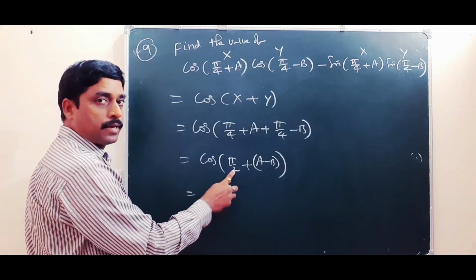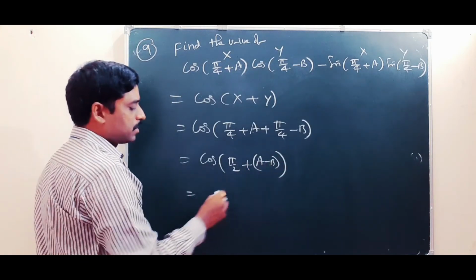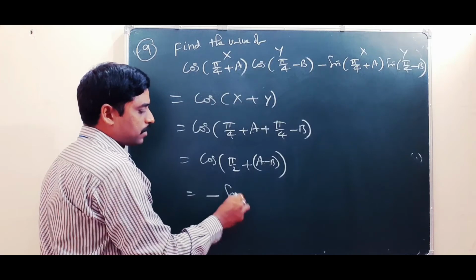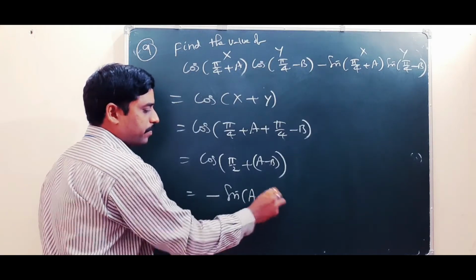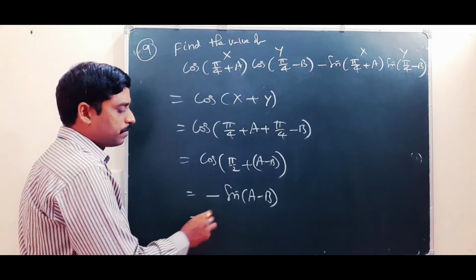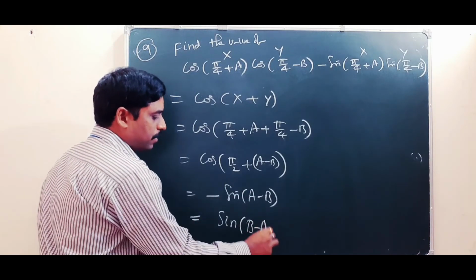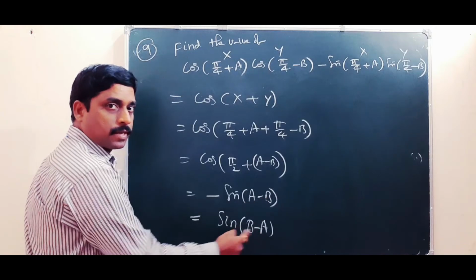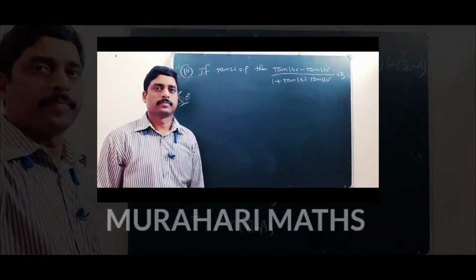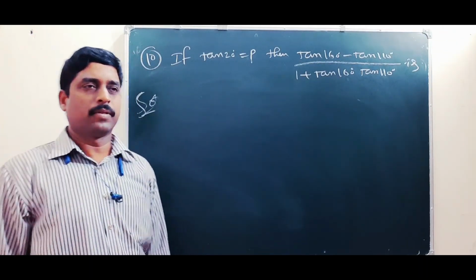We have cos 90 plus theta, which is minus sin theta. Minus sin A minus B, or sin of B minus A. This minus multiplies with the angle: sin B minus A. Let us go to the next problem.